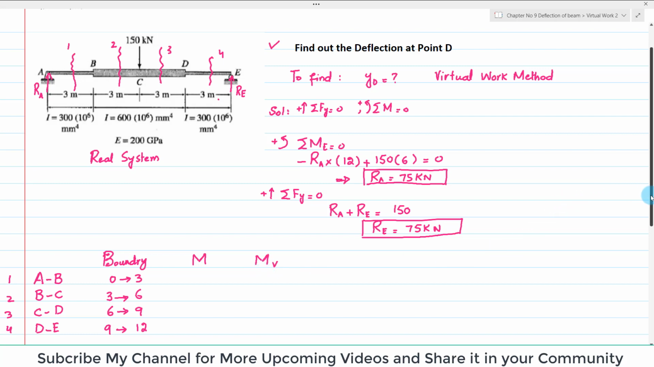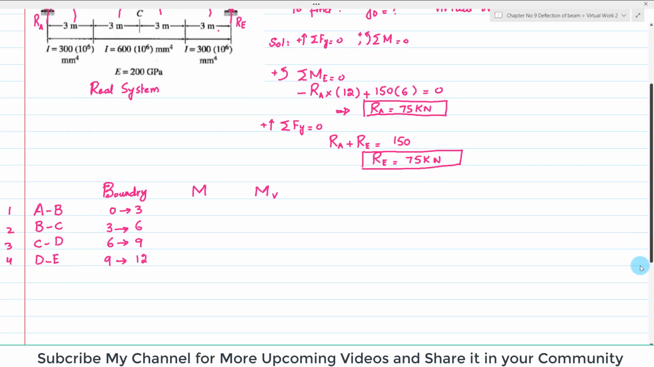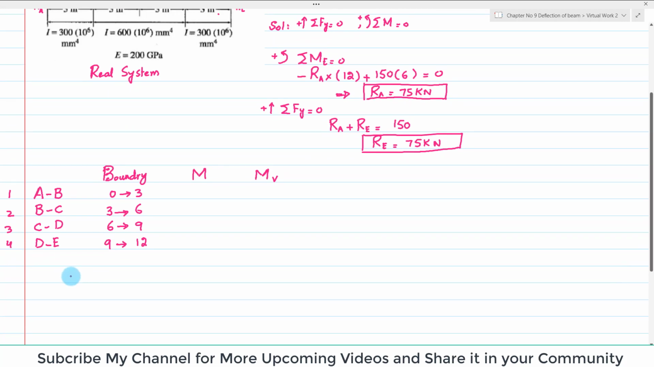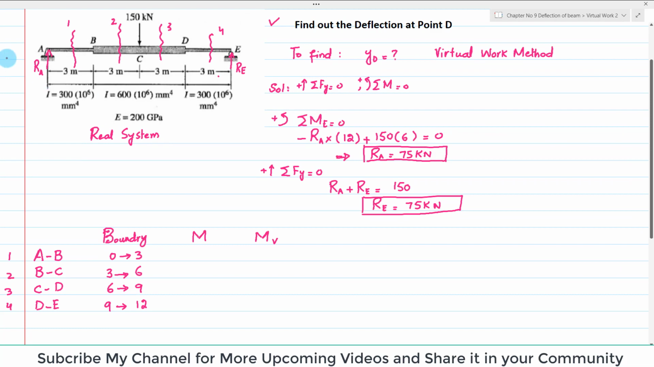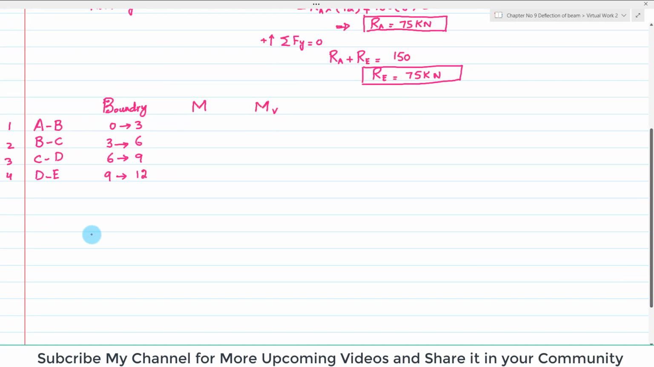Concentrate on it, so you will get. First, when you cut it between A and B, it will be represented like this. So first the beam will be like this.